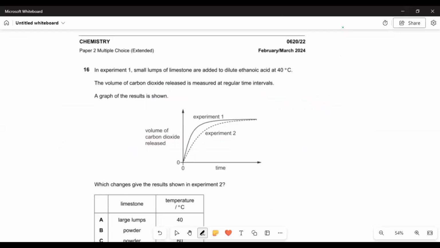This is question number 16. In experiment number 1, small lumps of limestone are added to the dilute ethanoic acid at 40 degrees Celsius. The volume of the carbon dioxide released is measured at regular time interval. A graph of the result is shown. Okay. Which changes give the result shown in experiment number 2? So first they have described this experiment number 1, but experiment number 2 is not described here. So let's see what's there.